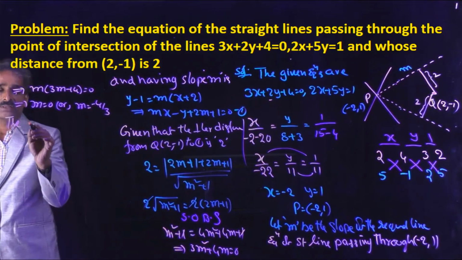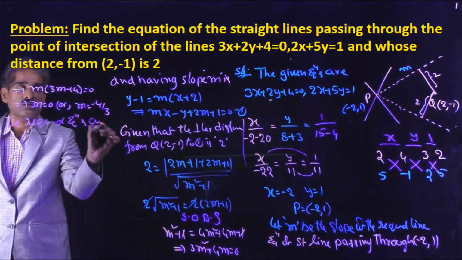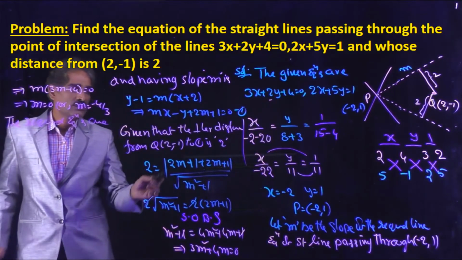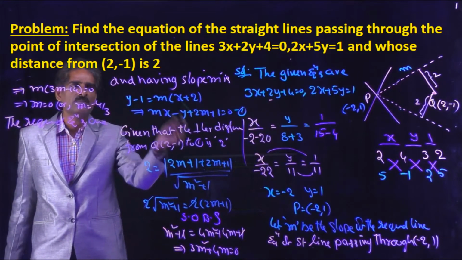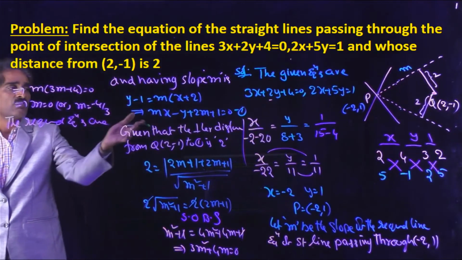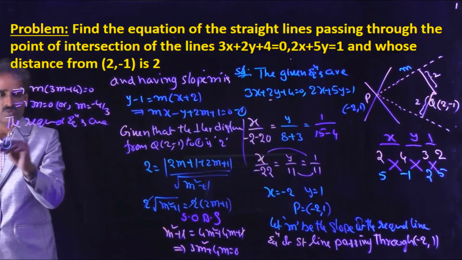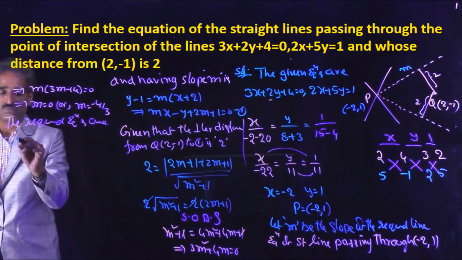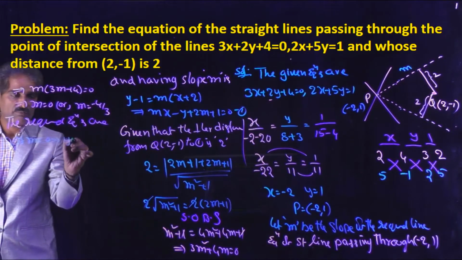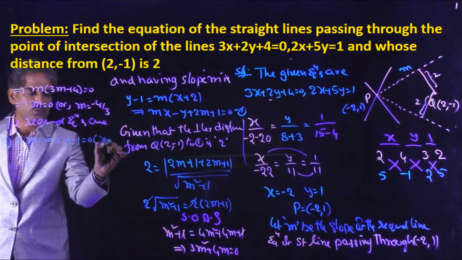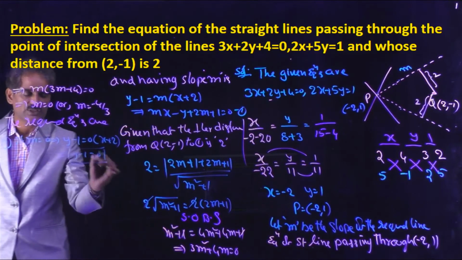What are the required equations? Just simply substitute m values in these two equations. Otherwise, here also no problem. So, from this one, you can take any equation. First one is, if m equal to 0, this implies y minus 1 equal to 0 into x plus 2. This implies y minus 1 equal to 0. This is the first equation.